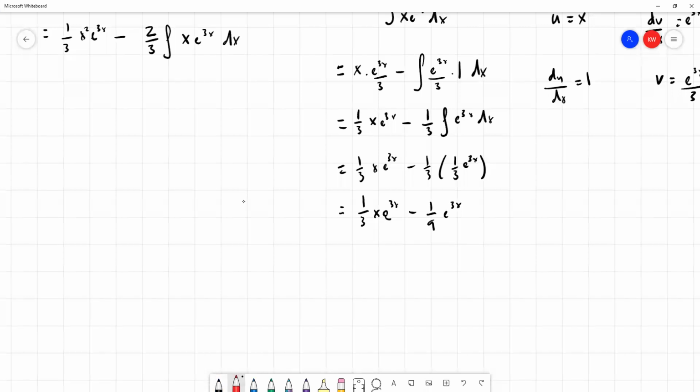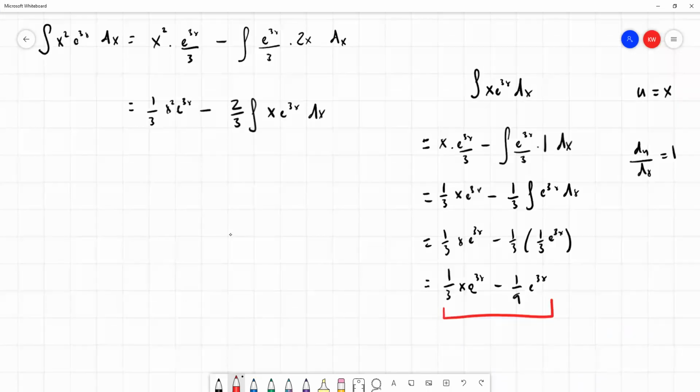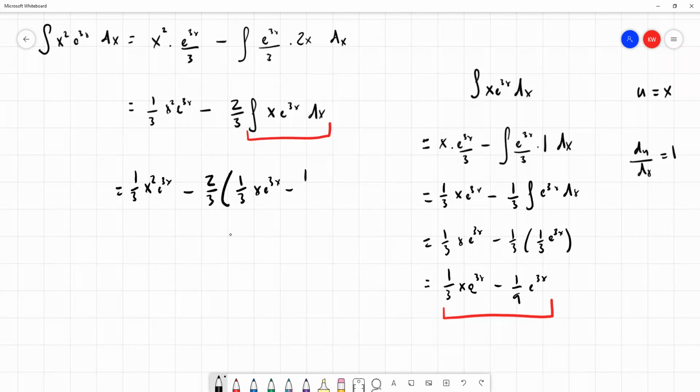And let's just be careful putting this back in. So what we've worked out here is equivalent to this integral here. So this is what we're substituting into our main function. So we still have this 1/3 x squared e to the 3x. We still have this coefficient of 2/3 here, and that's been multiplied by what we've just worked out for this integral. So 1/3 x e to the 3x minus 1/9 e to the 3x.